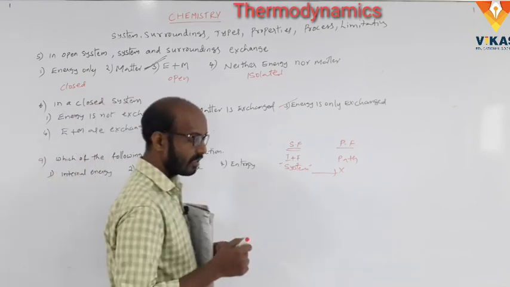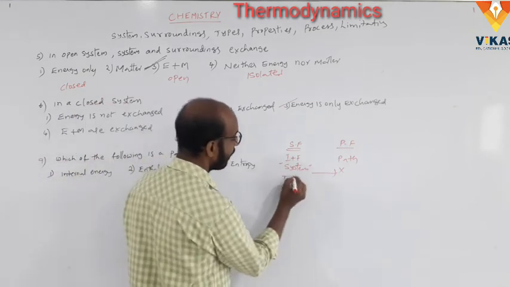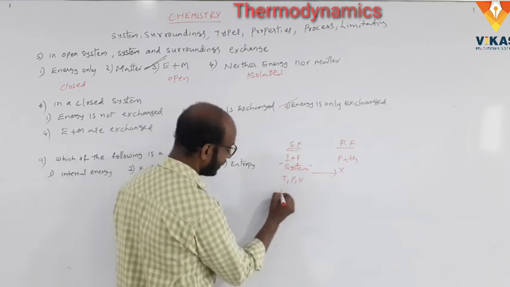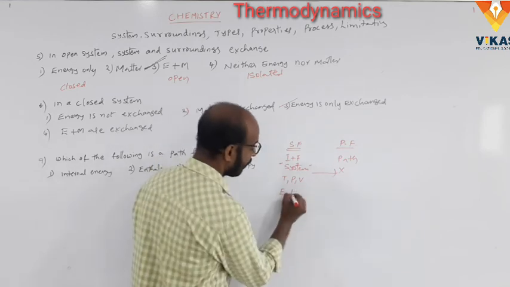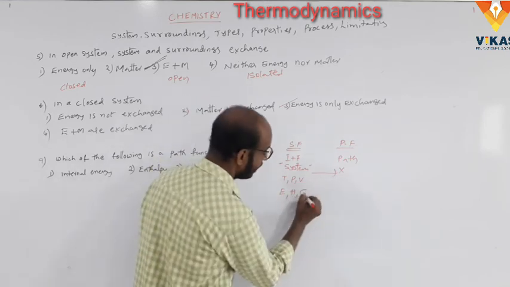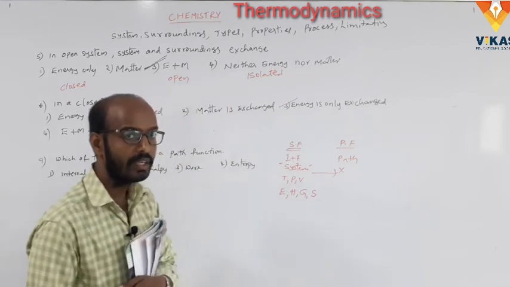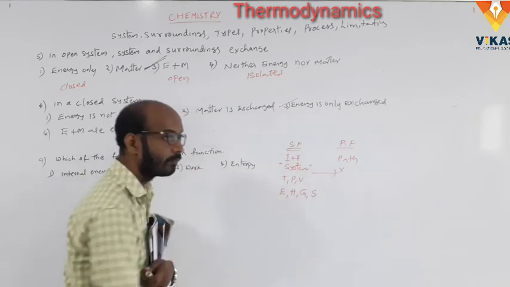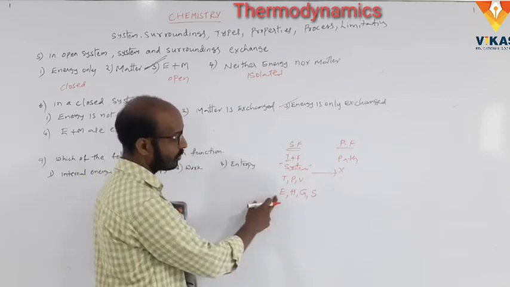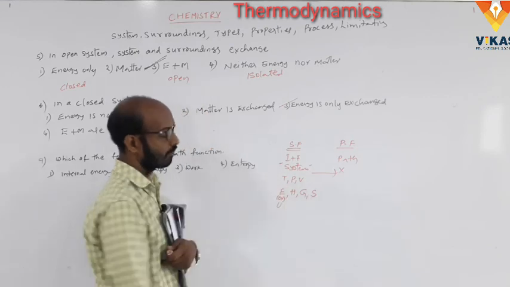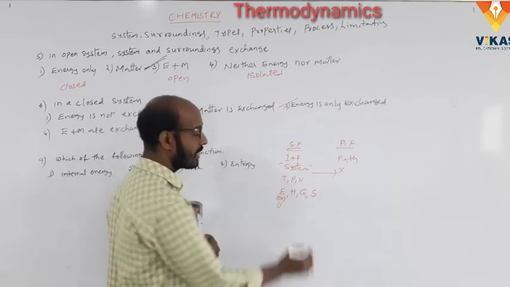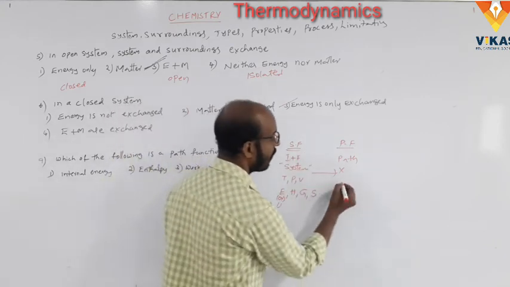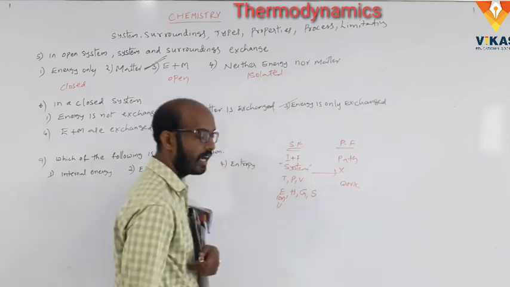In the state functions, what are the examples అని చెప్పుకున్నాం? Temperature, pressure, volume. వీటితో పాటు examples: internal energy E or U, enthalpy H, Gibbs energy G, entropy S. These are also examples of the state functions. What are the examples of the path function? One is the work, and the second one is the heat.